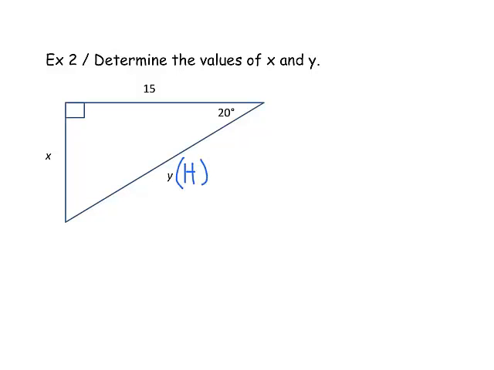And if we're given this 20-degree angle up here, let's base our trig ratios on that 20-degree angle. Now looking from that 20-degree angle, the leg that's opposite to that 20-degree angle is this one over here that has a value of x on it. So we'll label that as opposite.